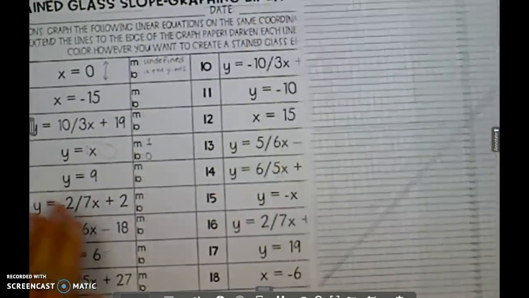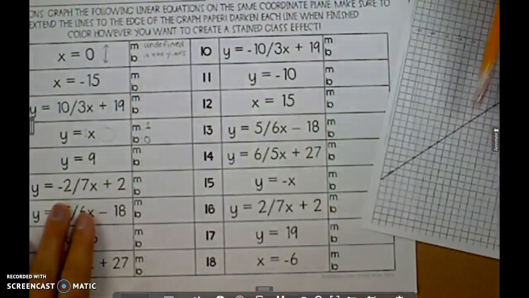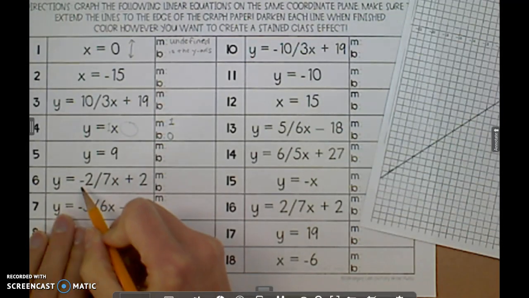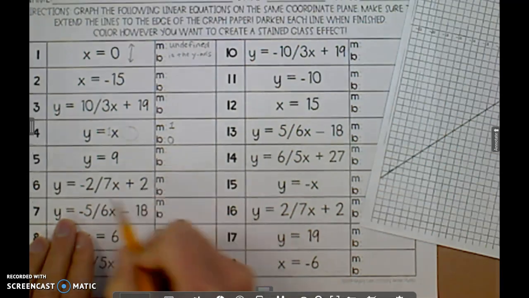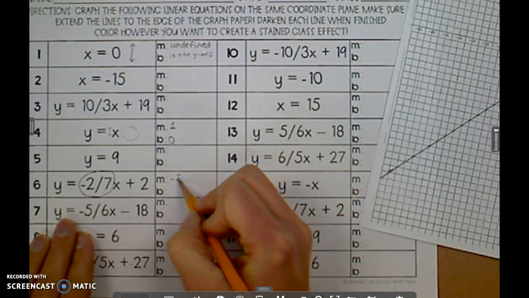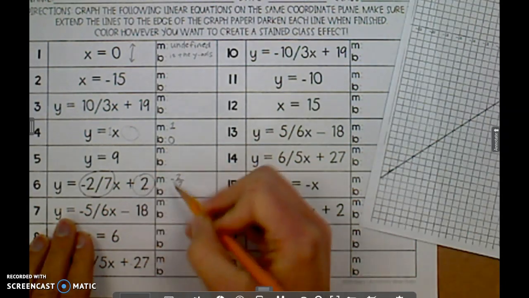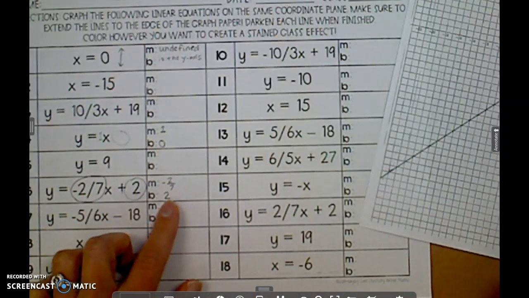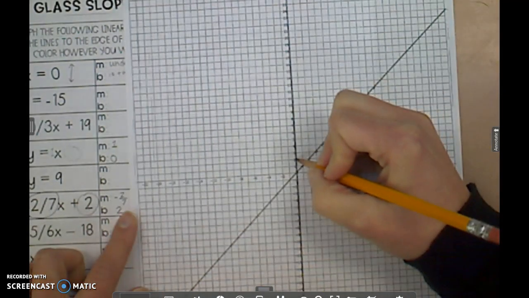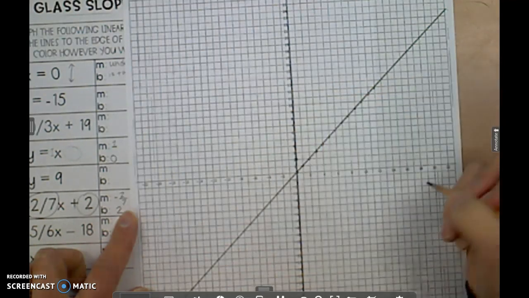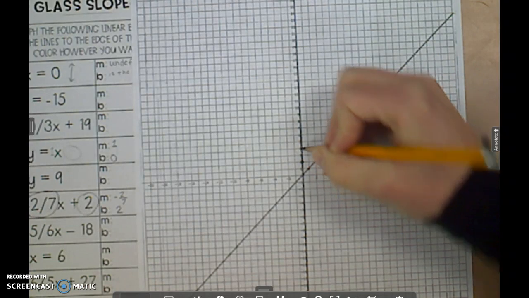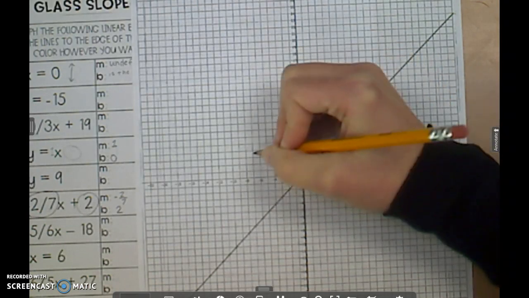Okay, let's do another one. Let's do number 6, and then I'll let you all work on your own. So number 6 says y equals negative 2/7 x plus 2. My slope is negative 2/7, so negative 2/7. My y-intercept, or b, is 2. And that's where I start. So if I'm back over here, I'm going to start at 2. Put my y-intercept there. And my slope is negative 2/7, so which means I go up 2 over 7.